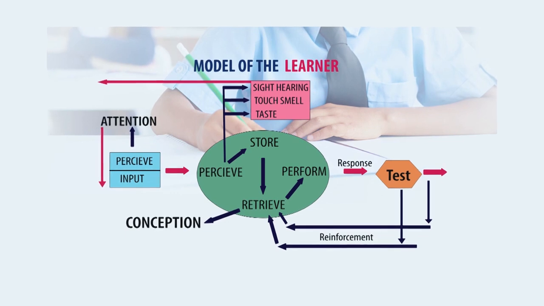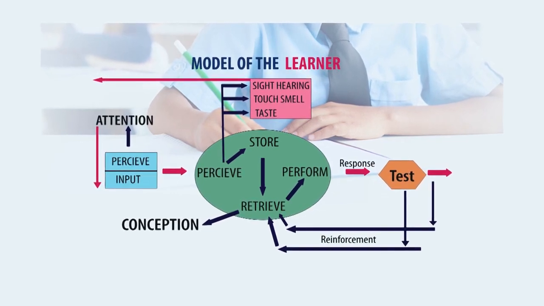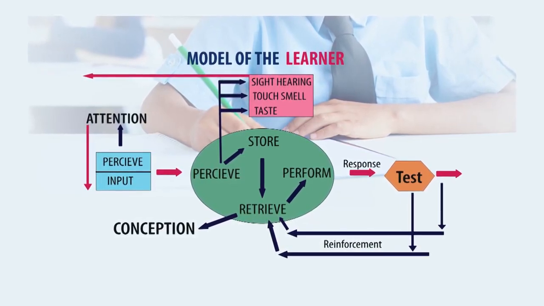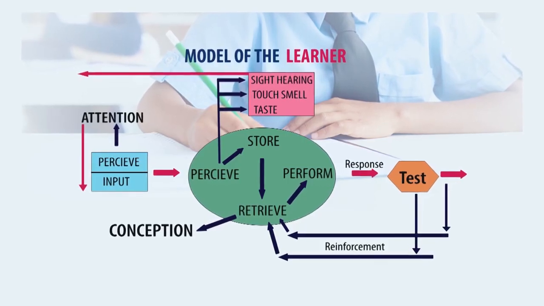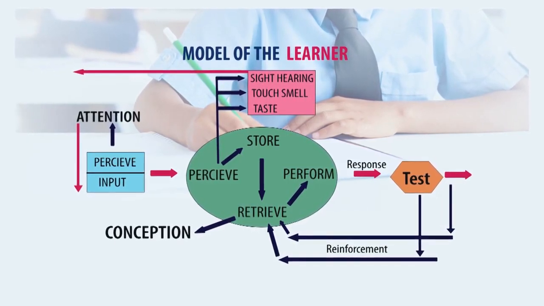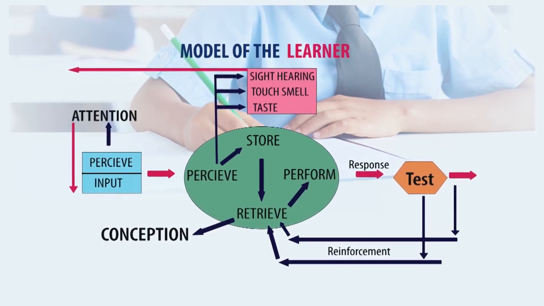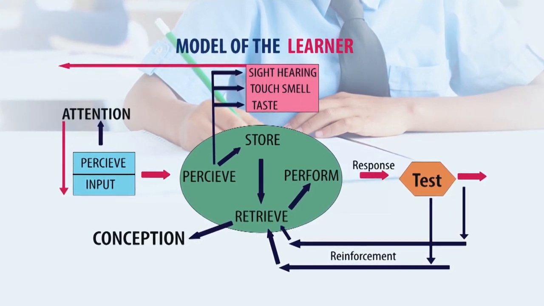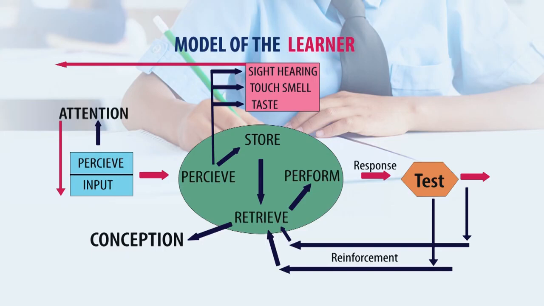Before I start with the operations of the interactive phase, let me show you how a learner learns. It's a model of the learner, and in this model you will find how the learner learns, how stimulus is provided based on sight, hearing, touch, smell and taste, how he stores information, how he performs, how he gets reinforcement, and how he conceptualizes the idea. Once we understand how the learner learns, it probably becomes very easy for us to handle the interactive phase.